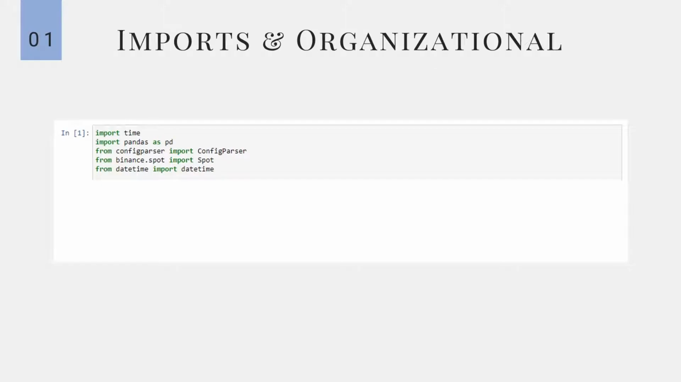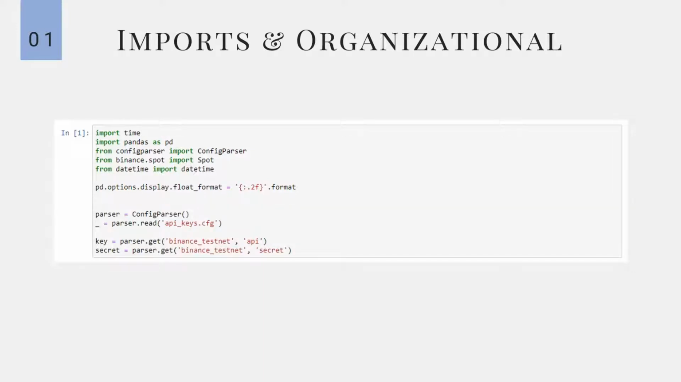Then we start directly with the code. First, we import some libraries. The next line has only a cosmetic function and rounds all float values to 2 places after the comma. In the following lines we import our externally stored API and secret key.